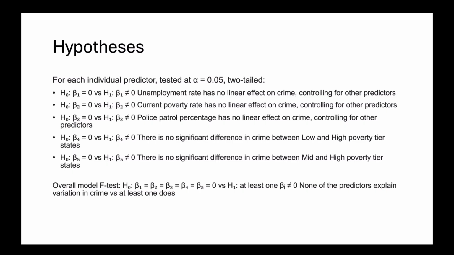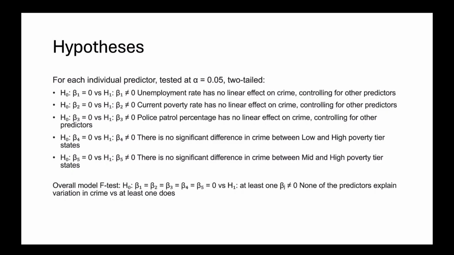Our null for beta 2 is beta 2 equals 0, where current poverty rate has no linear effect on crime, versus our alternative, where beta 2 does not equal 0, controlling for other predictors. Our null hypothesis for beta 3 is beta 3 equals 0, and police patrol percentage has no linear effect on crime, versus our alternative, where beta 3 does not equal 0, controlling for other predictors.